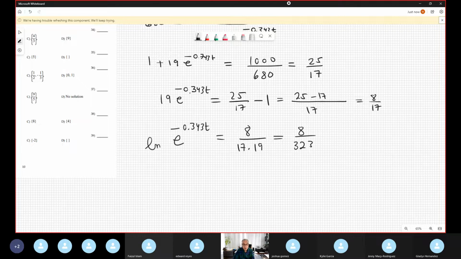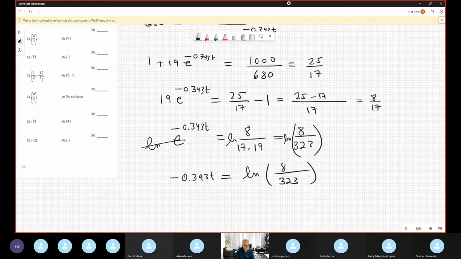Now, to be ready to apply logarithm on both sides, ln here, ln here. And I know that ln and exponential cancel out. We have minus 0.343t equal ln of 8 over 323. Finally, solve for t, divide both sides by this negative number. T alone is equal to the natural logarithm of 8 over 323 divided by negative 0.343.